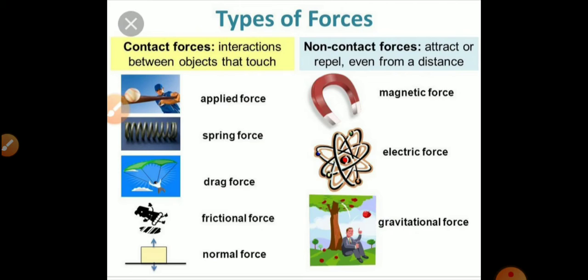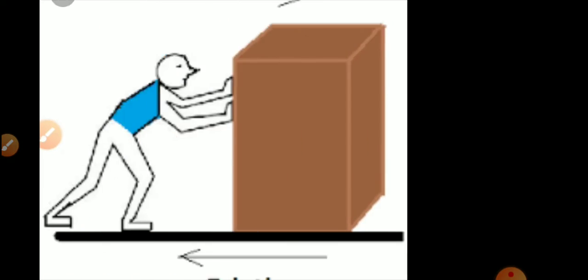Applied force, spring force, drag force, frictional force, normal force, these are all contact forces. We have seen in the above three examples, there is contact between the man and the car, between the boy and the dog, and between the football player and the ball. Interaction occurs through the contact between these two, which is why they are called contact forces. We'll study more examples of contact forces.